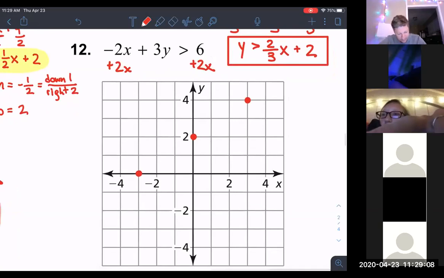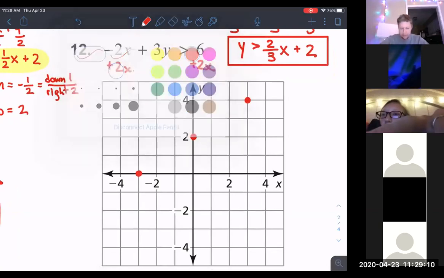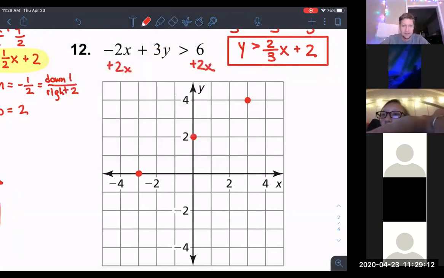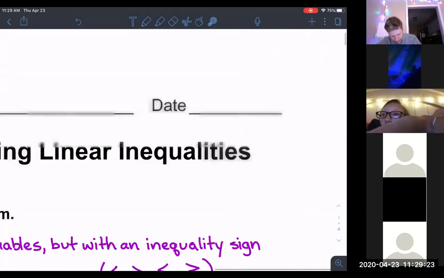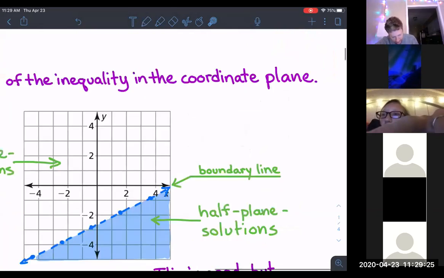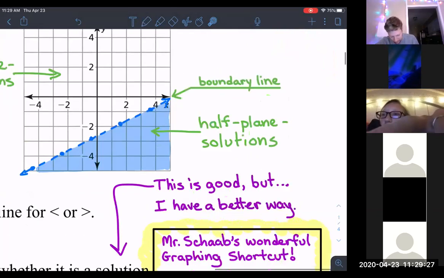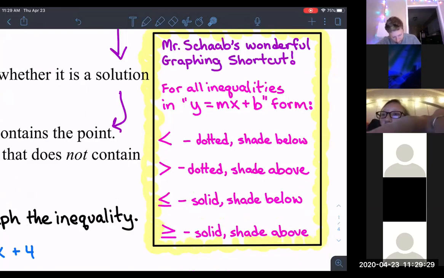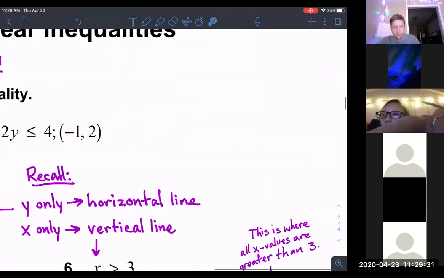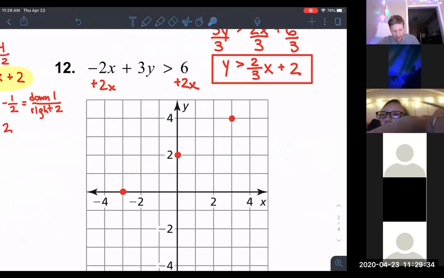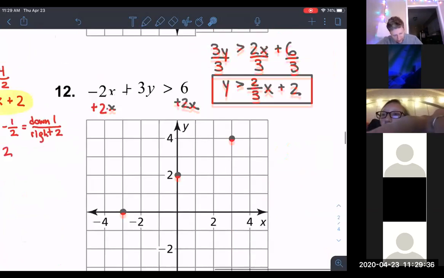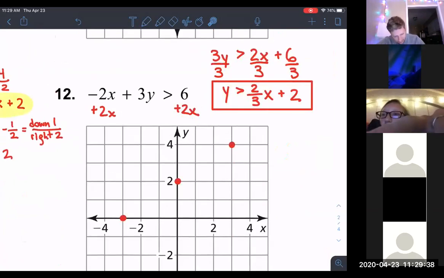Okay. So somebody tell me, are we going to be using a dotted line or a solid line here? Dotted. Dotted, yes, because of this guy right here, a greater than sign. If we go up to the cheat sheet, a greater than sign means dotted and shade above. So that's what we're going to do.